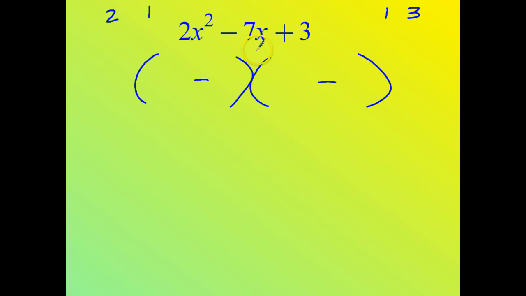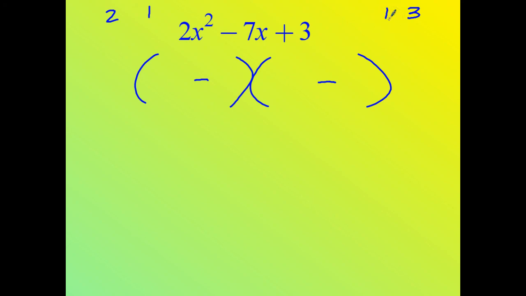If you think about how we did this last time, I'm going to take this 2 and multiply it with one of these, and then use this other one and multiply it with the other one of these. One option would be 2 times 1 is 2, and then 1 times 3 is 3. If I add those together, I get 5. That doesn't work here. If I do 2 times 3, I get 6, and then 1 times 1 is 1. 6 and 1 makes 7.